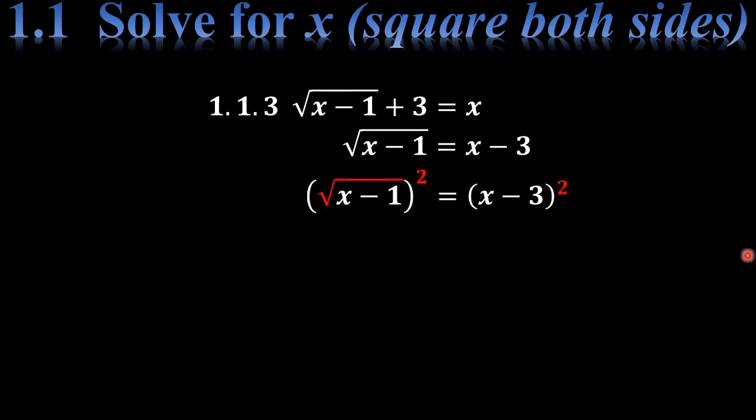Now you'll have the square root of x minus 1, whole squared, equals x minus 3, whole squared. You see, the square root and the square. Remember, let's review.